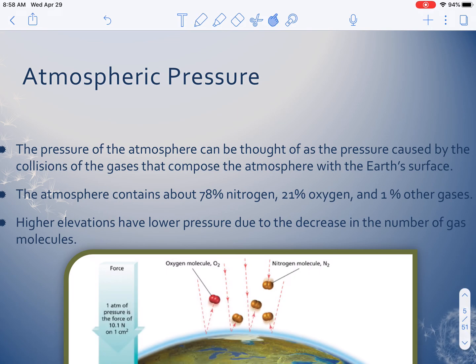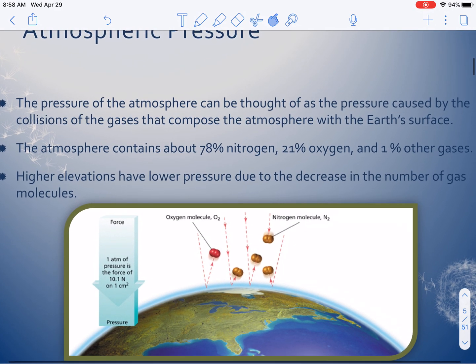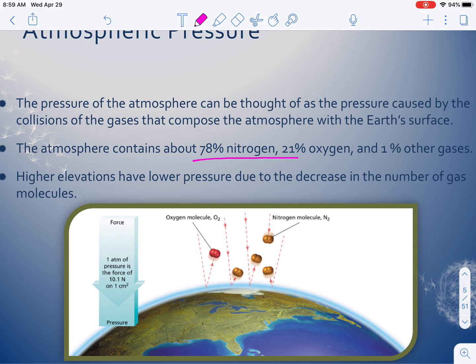So we can actually see this in our atmosphere. Atmospheric pressure is a result of all of the different gases that make up the atmosphere that surrounds us and allows us to live, right? So that's about 78% nitrogen, 21% oxygen, and 1% just other gases like carbon dioxide, neon, argon, helium, hydrogen, things of that nature. And all of those different molecules are bouncing off one another constantly, and they're bouncing off the surface of the Earth. And as they're doing that, it creates pressure.